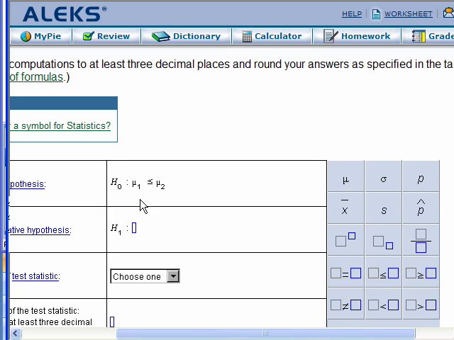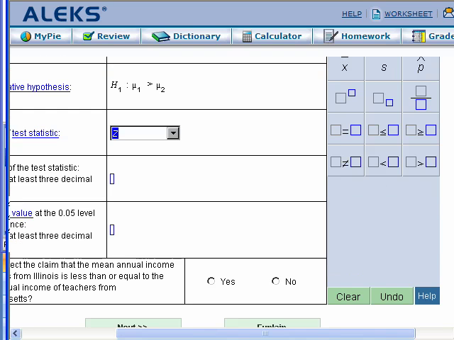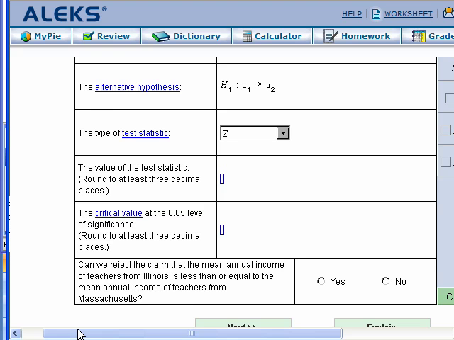And the alternative would be, what's the opposite of that? It's either one or the other. So it's going to be mu1 greater than mu2. Again, it's the z-test because we know the population standard deviation and also the populations are normally distributed. And then now they ask us to compute the test statistic. And so I'm going to go to list of formulas in ALEKS in order to compute the test statistic.